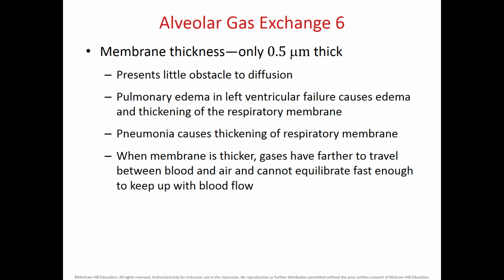And as I mentioned before, in pneumonia, you can have fibrosis or thickening of this respiratory membrane. So instead of having 0.5 micrometers of thickness, you can have 1, and then your gas exchange happens less rapidly. So when the membrane is thicker, gases have farther distance to travel, and then it cannot equilibrate fast enough to keep up with blood flow.